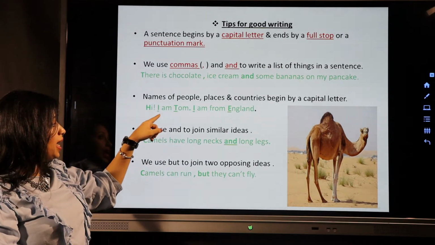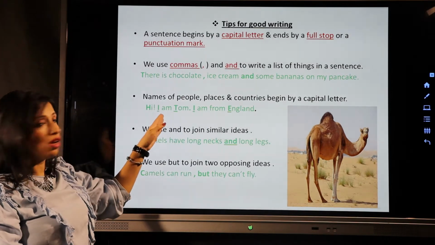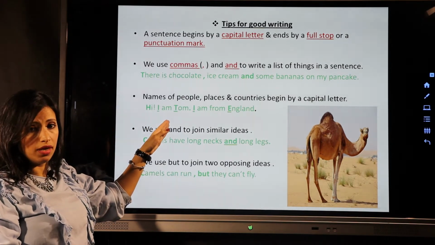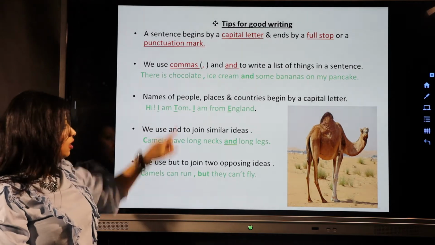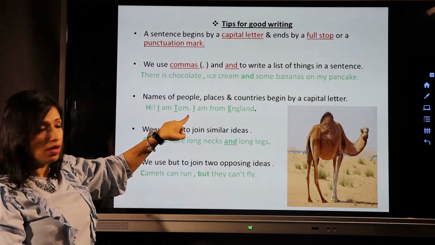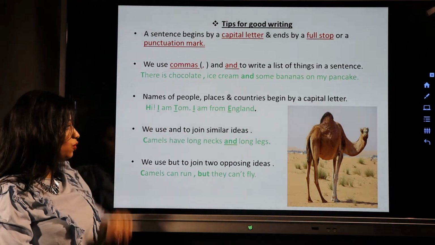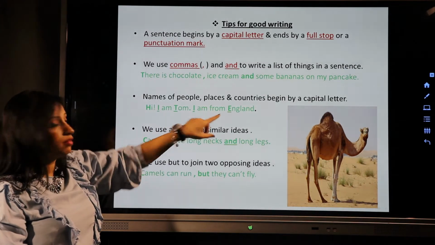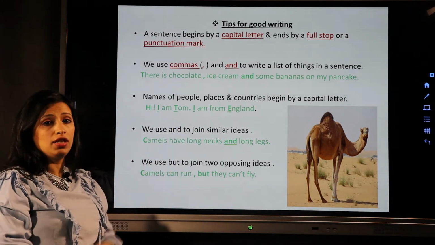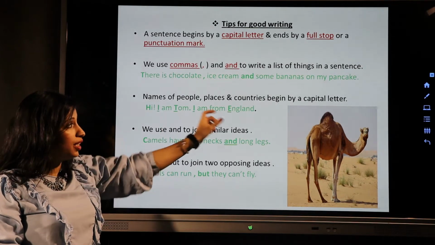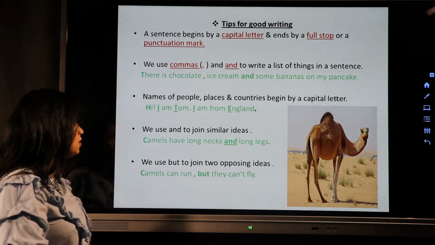Hi, I am Tom. I'm from England. I'm Tom. Tom is a name of a boy. So here I have to write the name with a capital letter. Okay, look here, after the full stop, I started my sentence with a capital letter too. England is a name of a country, okay? So I have to write it with a capital letter, even if this word is at the end of the sentence. But this is a name, so I have to write it with a capital letter.